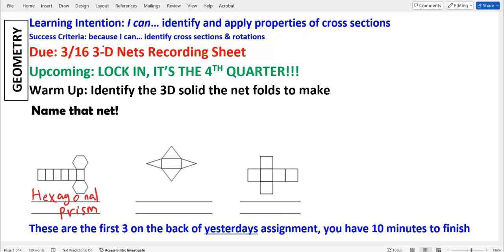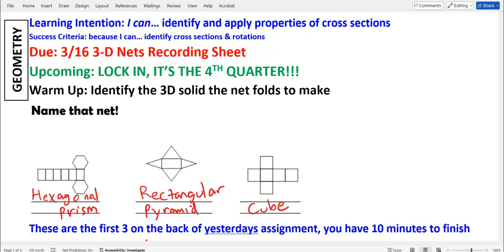And then we said surrounded by triangles is a pyramid. If the center is a rectangle, it's a rectangular pyramid. And then we said there's a special case when it's all squares. That's a cube. Everyone's got the warm up. Here's the notes. Okay, for today, we got to talk about cross section.